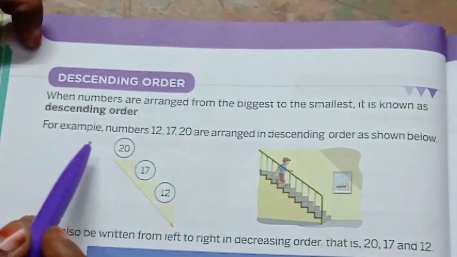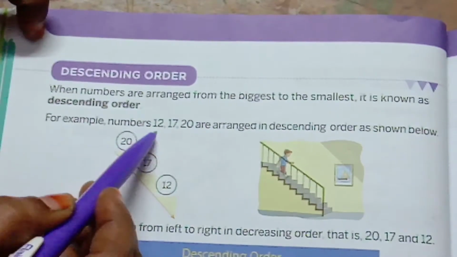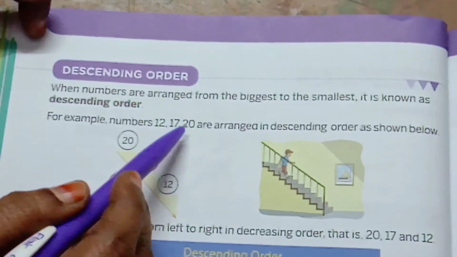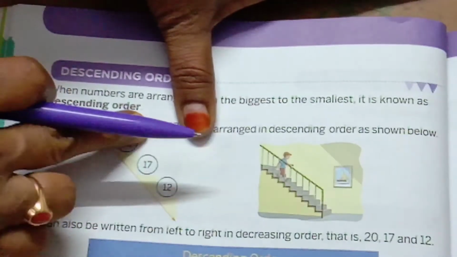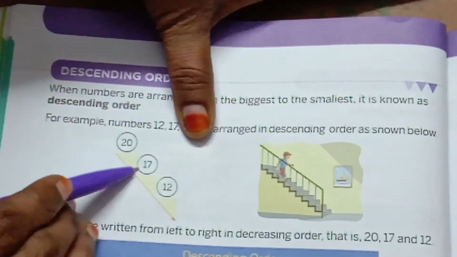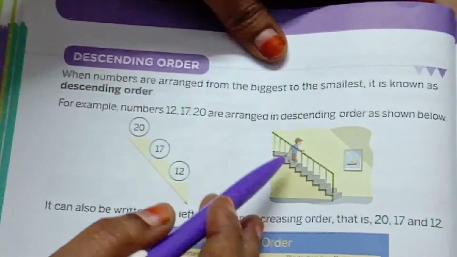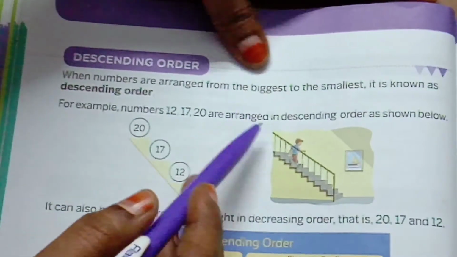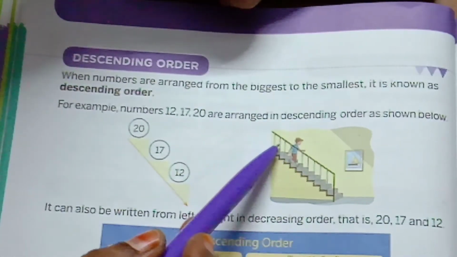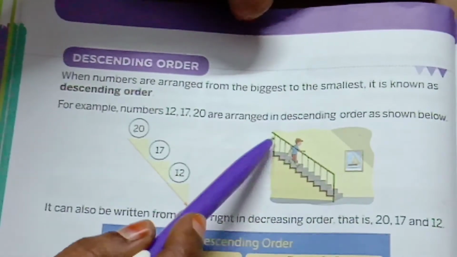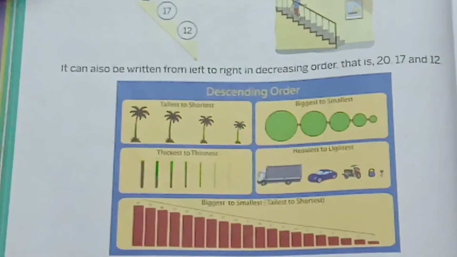So first we can find which is the biggest one. Which is the biggest number? See 12, 17 and 20. Which is the biggest one? 20. After that 17 and 12 are there. Which is the biggest one? 17. After that 12. Okay children. See, descending means we arrange biggest number to smallest number. This boy also, see, he is coming from up to down. Now here same like that.